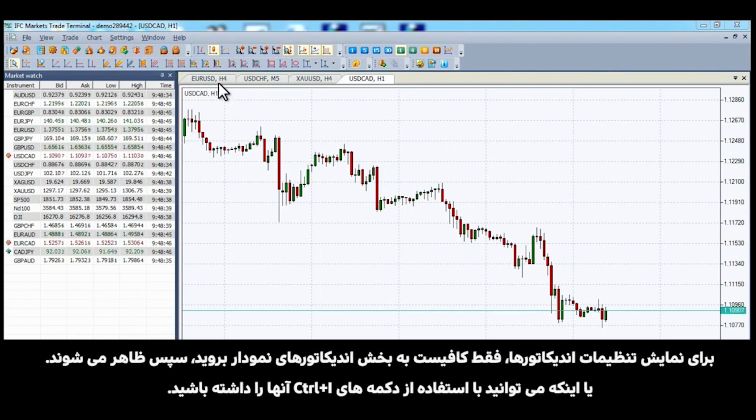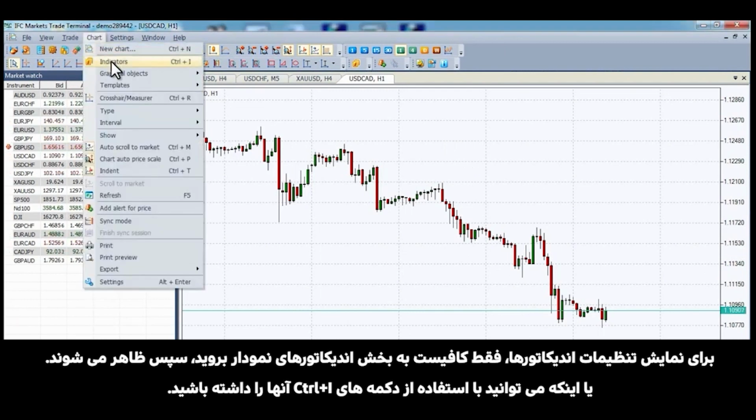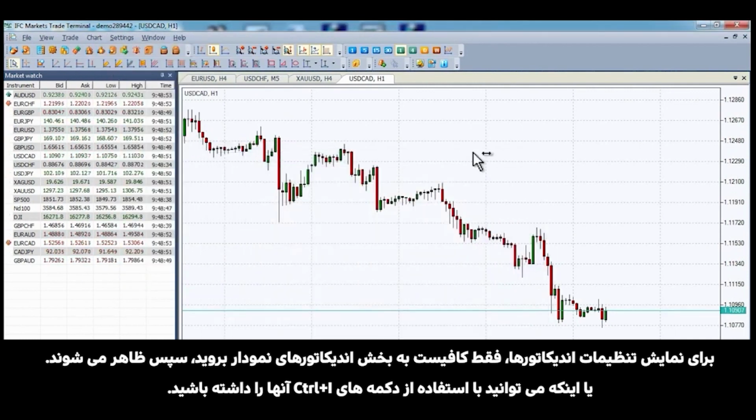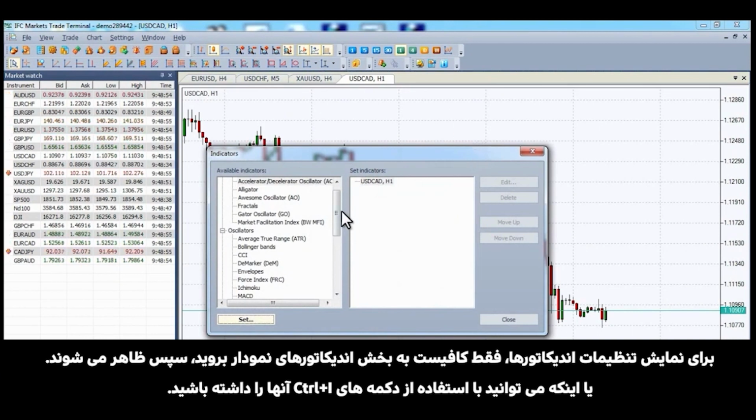To access our set of indicators, we simply go to Chart, Indicators, and they appear. You can also do it by simply clicking Ctrl-I, and there you have them.